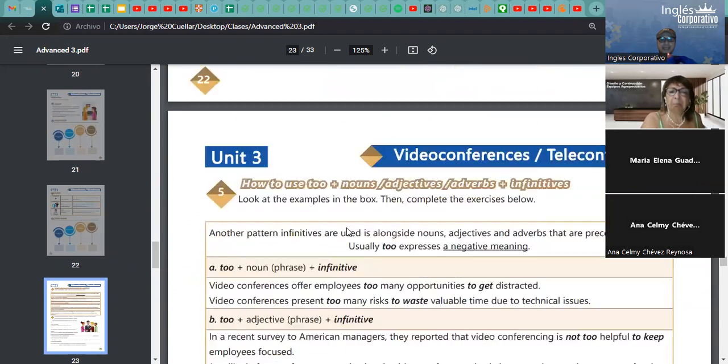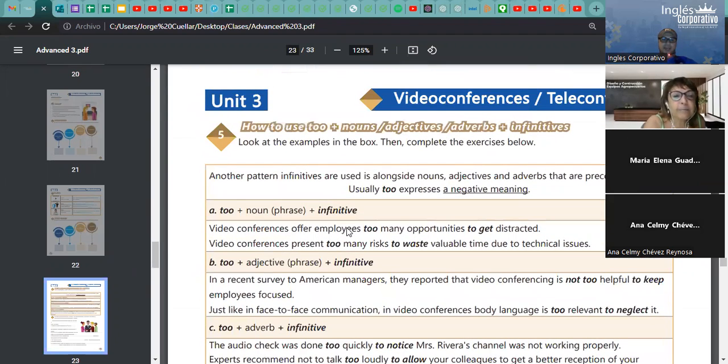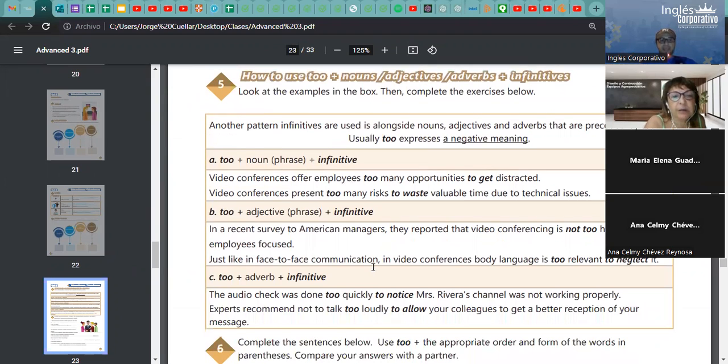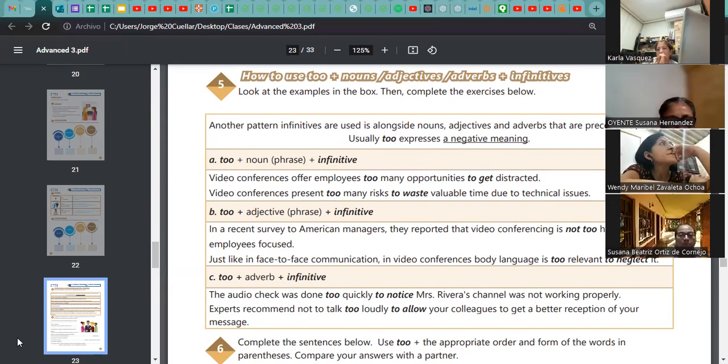Okay. And I know that you like the grammar, so here we are. How to use to plus nouns, adjectives, adverbs, and infinitive. This is something we checked yesterday. We will just review that today, okay? So we have a little chart here. Susana Hernandez, could you please help me reading the chart? Okay, teacher. Another part of the infinitives are used alongside nouns, adjectives, and adverbs that are preceded by to, usually to express a negative meaning.